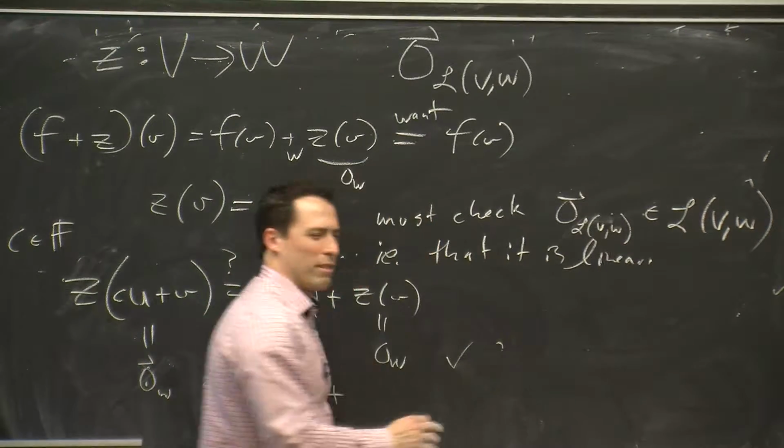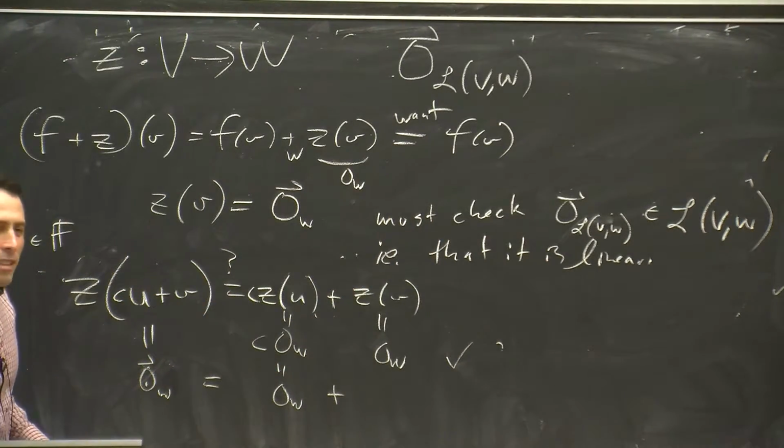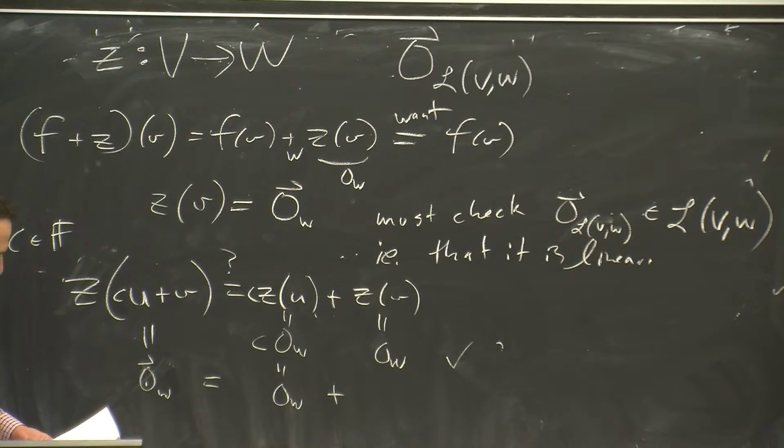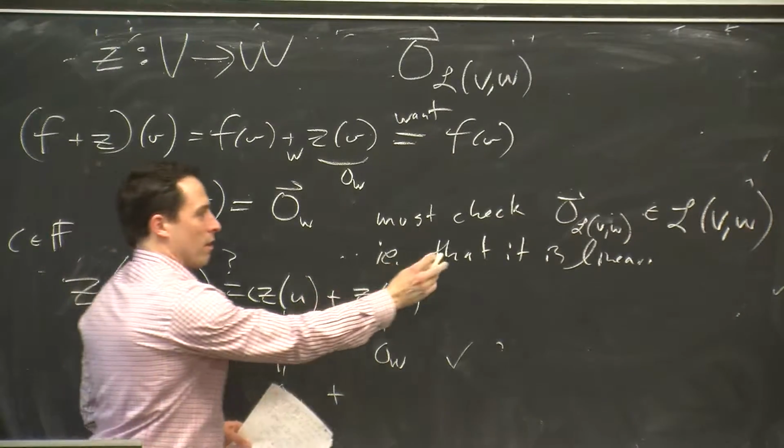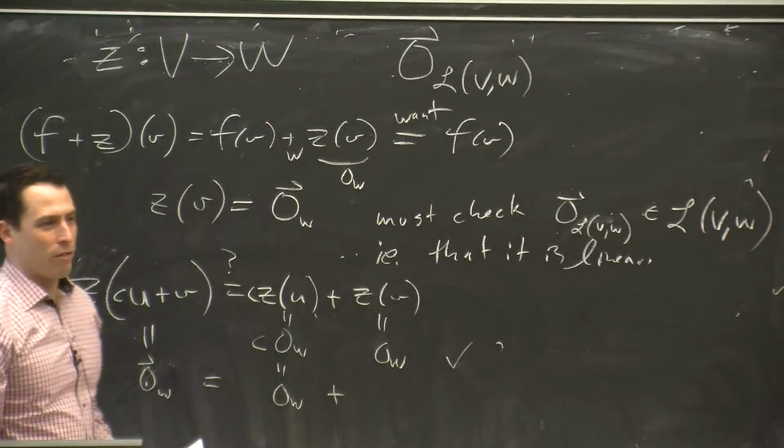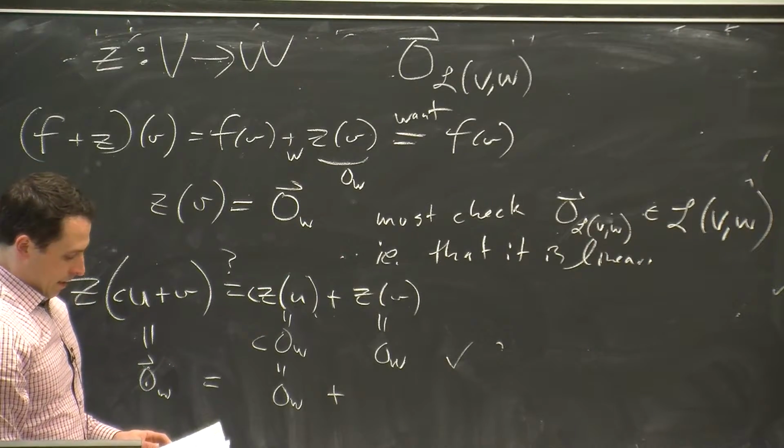So it's linear, but sort of nothing happened. Linear in a very trivial way. But we had to check that in order to show that this really was going to play the role of the 0 vector, because otherwise it wouldn't even be in the set that we were considering.